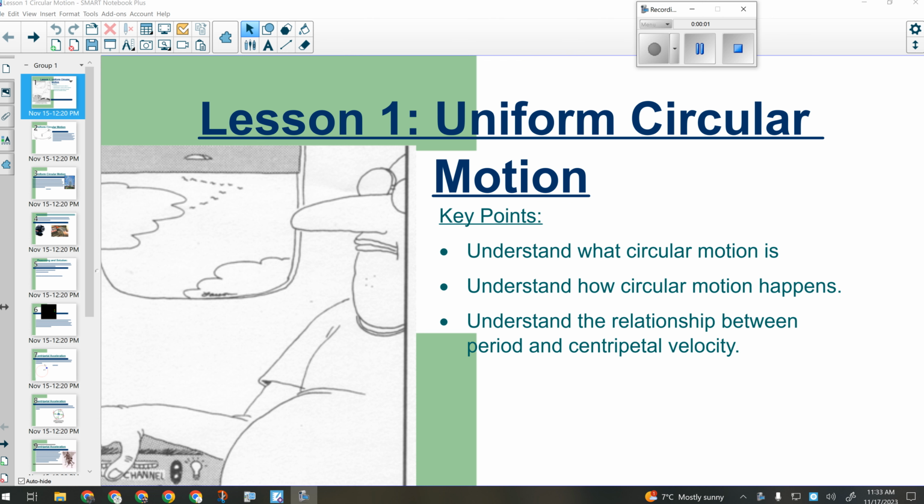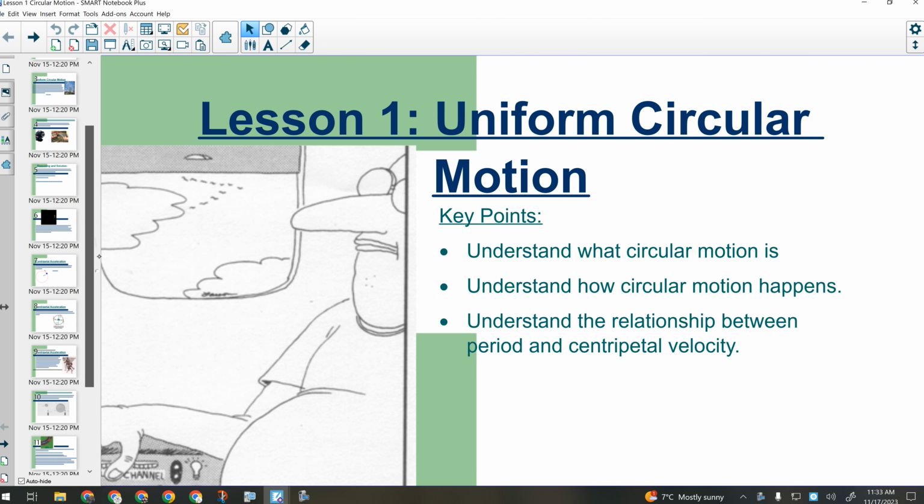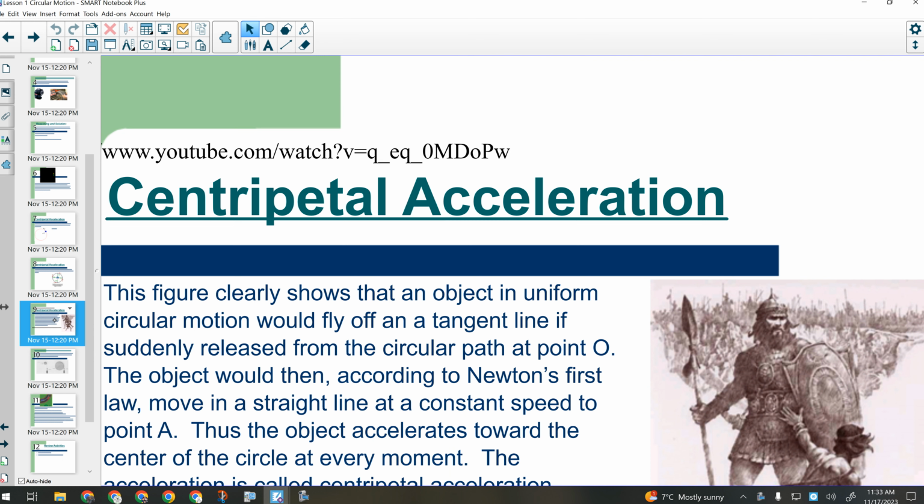Okay, so yesterday we were talking about uniform circular motion, and we got to the thing about David and Goliath, and how the sling is a good weapon because it allows us to use the properties of circular motion to accelerate an object faster than we could just throw it with our arm.